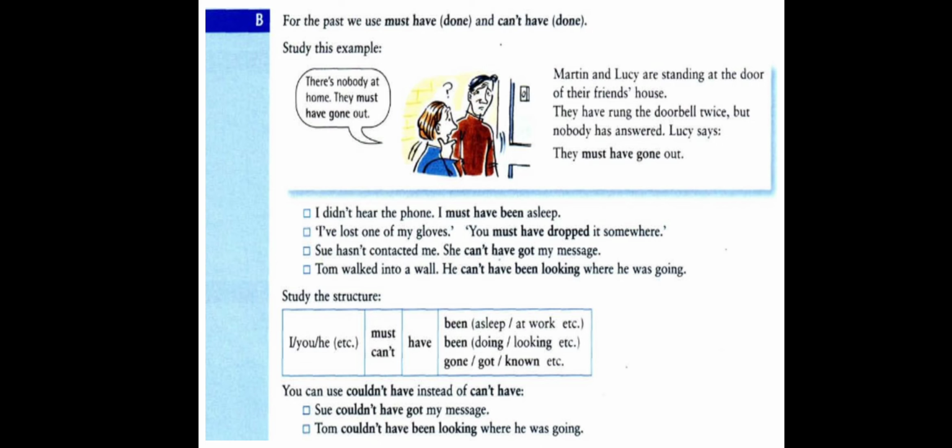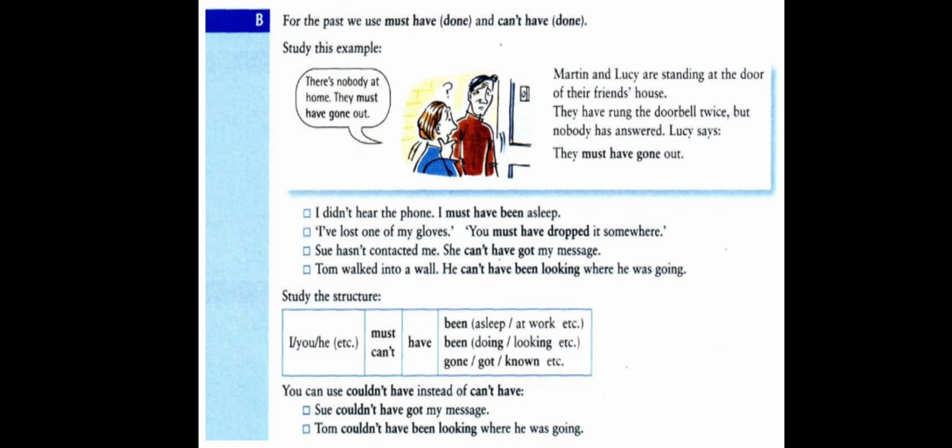You must have been asleep at work. You must have been doing or looking. You must have gone. You must have got. You must have known. He must have been, he must have gone. Must have plus past participle.